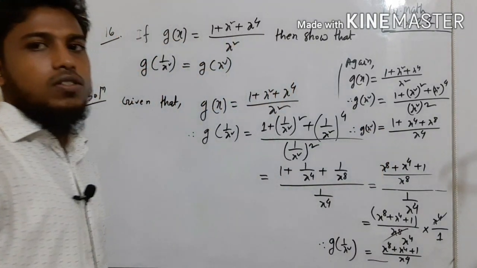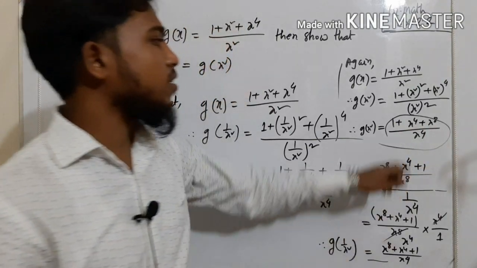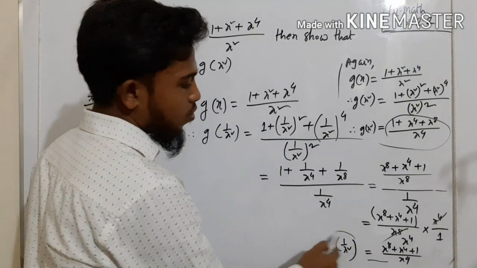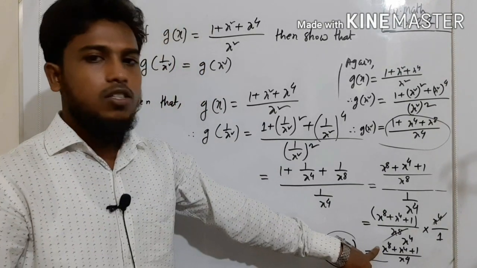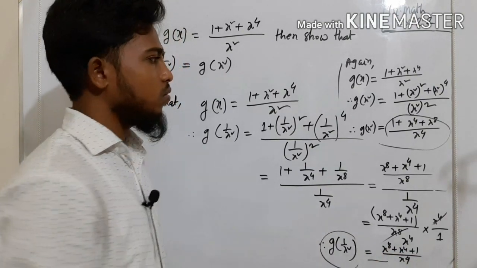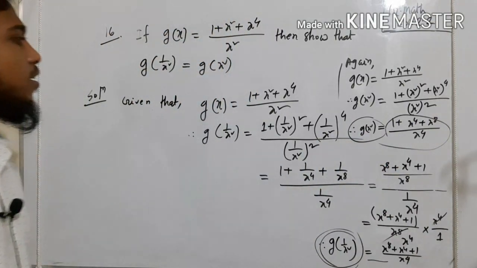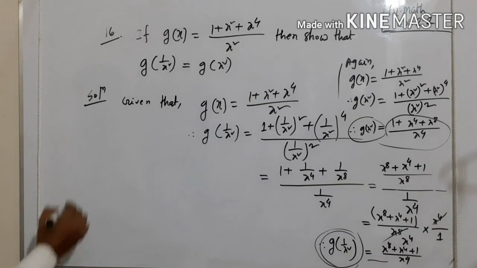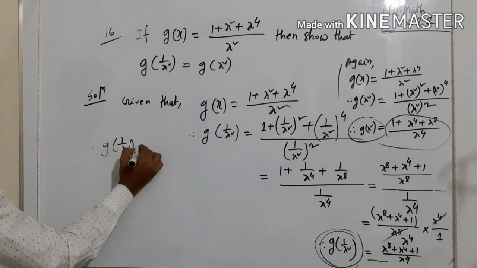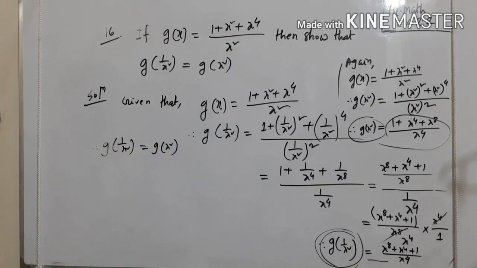So we see that g of x square value is 1 plus x power 4 plus x power 8 divided by x power 4, and g of 1 by x square value is x power 8 plus x power 4 plus 1 divided by x power 4. So this value and this value are same. So finally we can say left hand side equal to right hand side, that is g of 1 by x square equal to g of x square.